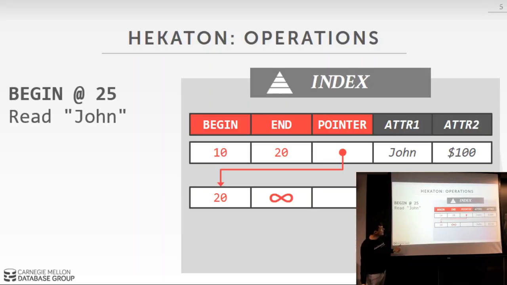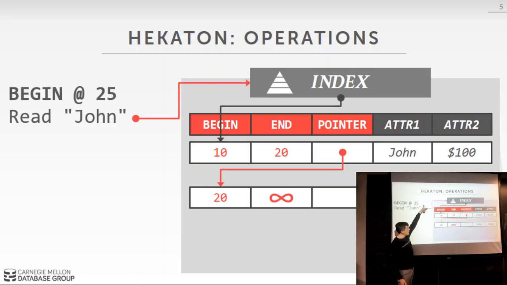So now I want to do a read. I'm going to find a record where the attribute equals John. So I'll do my lookup at my index. It'll follow down to the oldest version in my version chain for this attribute. In this case here, I landed on this tuple. And now I can do my comparison to see whether my transaction begin timestamp falls in between the begin and end of this tuple, right? So 25 is not in between 10 and 20, so we know we don't want this version. So we follow the version chain, land down here, and 25 is in between 20 and infinity, so we know that we can read this.